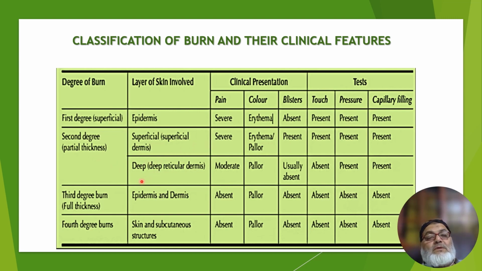So in the case of second degree burn, the superficial dermis or the deep reticular dermis is involved. That means the dermis is involved. In the case of first degree, the epidermis was involved; in second degree, the dermis is involved. In this case there will be severe pain, erythema, and blisters are there. But touch sensation and pressure sensation will be present, and capillary filling is also present.